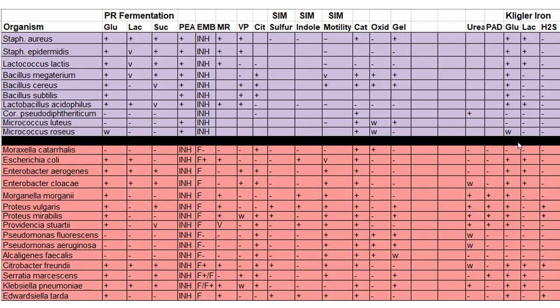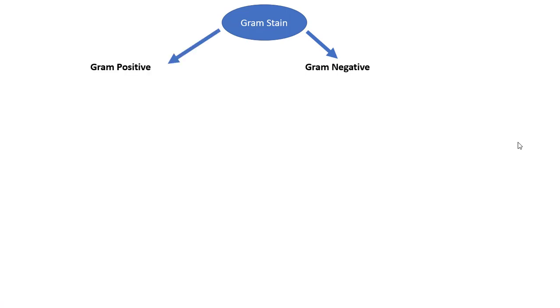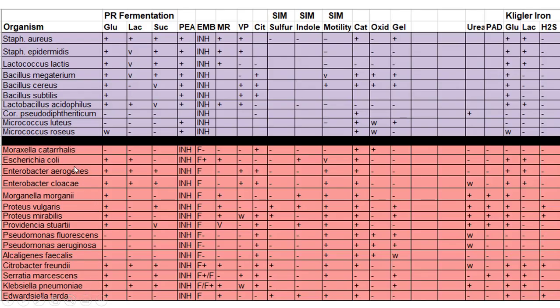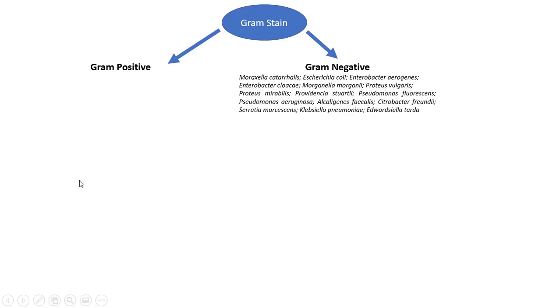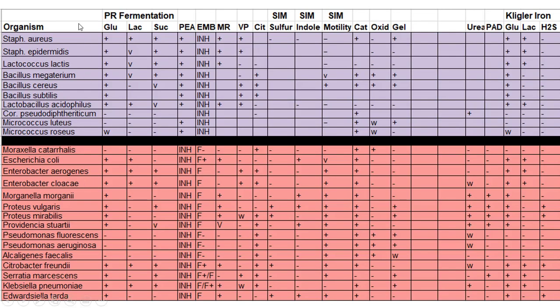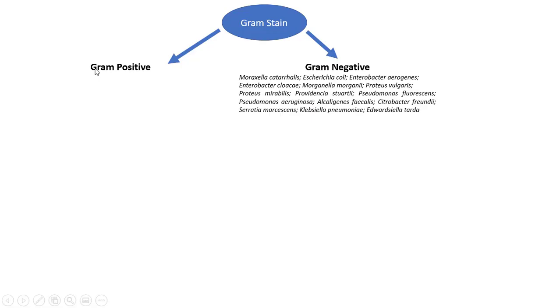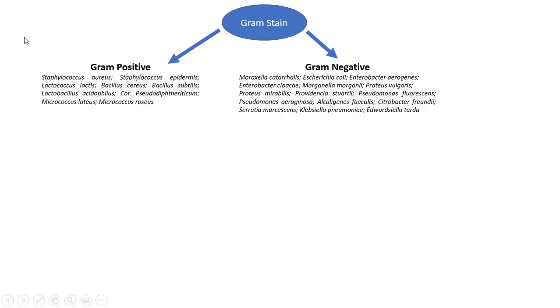The gram reaction of your unknown can be determined by performing a gram stain. There will be two possible outcomes, gram-negative or gram-positive. You will need to take all gram-negative bacteria listed under the black bar and place them into your flowchart under the heading gram-negative. You will then take all the gram-positive bacteria listed above the black bar and place them into your flowchart under the heading gram-positive.